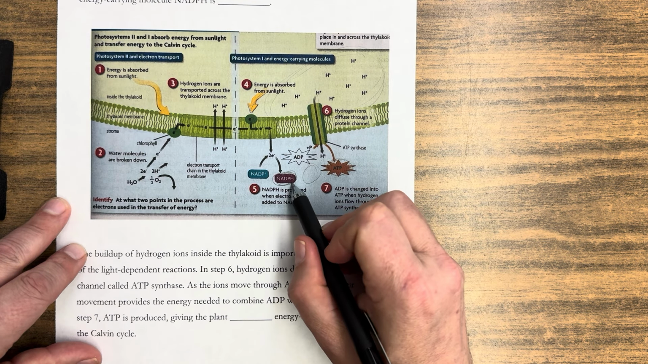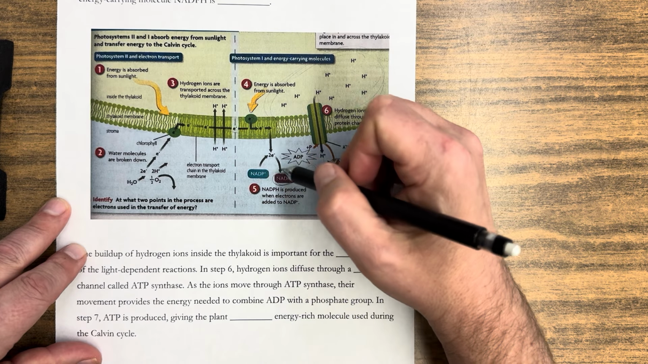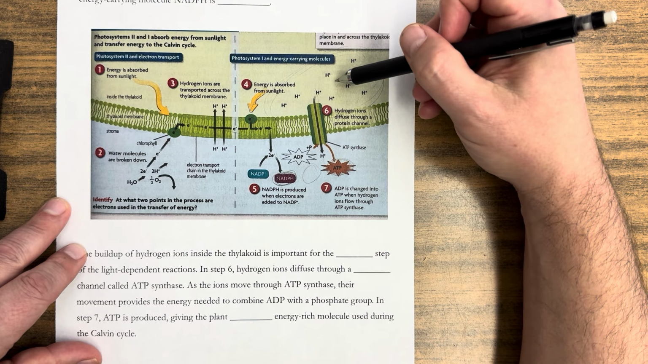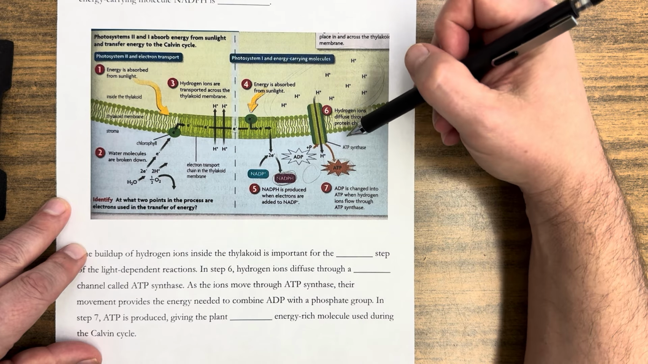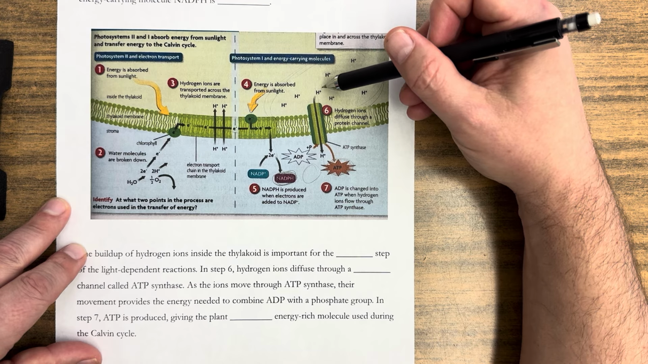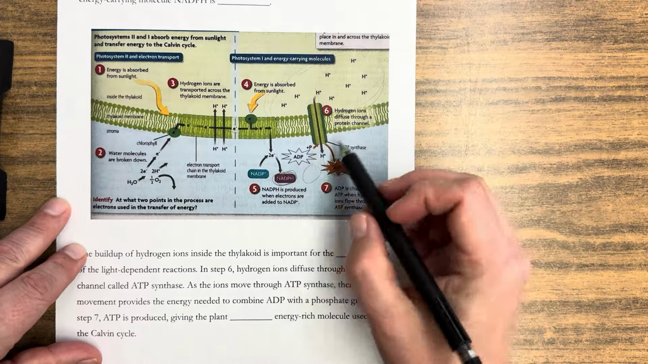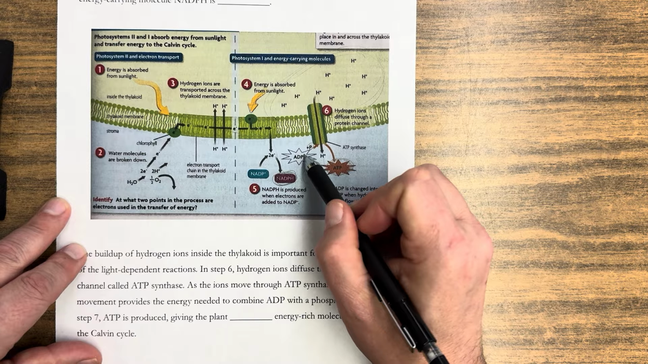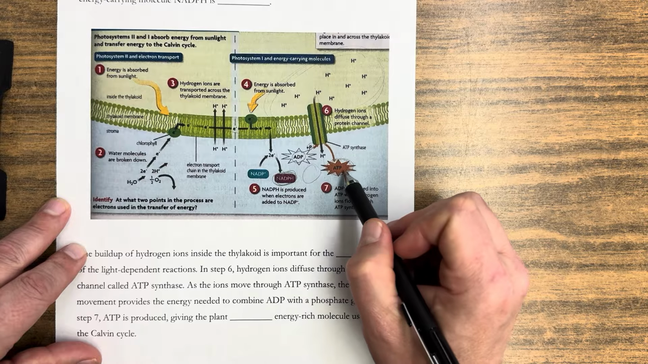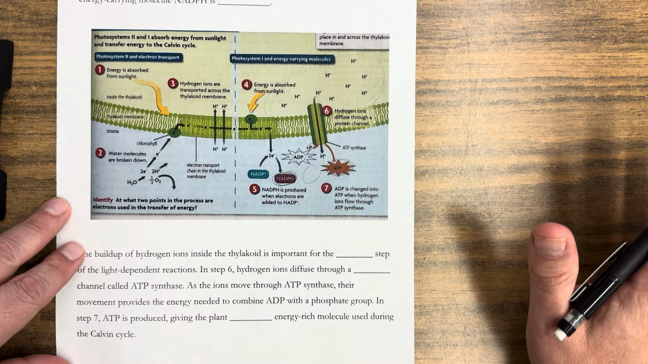So the NADPH is storing energy, the ATP is storing energy. NADPH got energy from the electrons, and the ATP got energy from the different concentration of hydrogen ions as they put a phosphate and an ADP together to form the ATP. Complicated, but you can follow this stuff. It's doable.